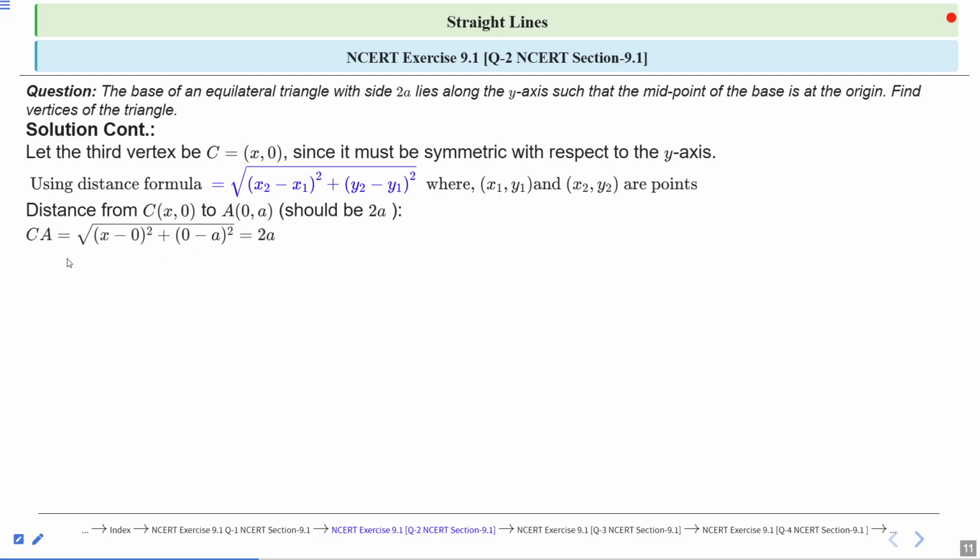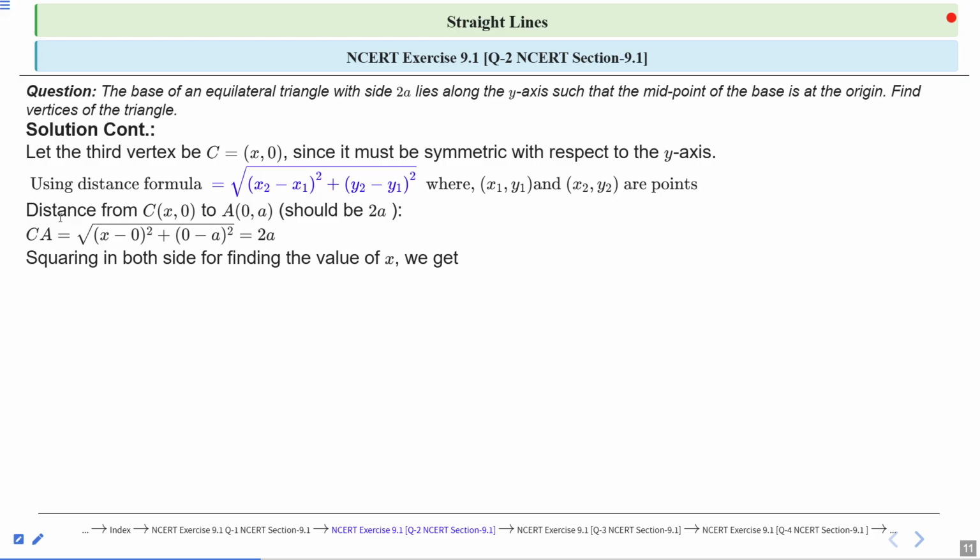So CA is equal to the square root of (x minus 0) whole squared plus (0 minus a) whole squared. This is the distance between point C and point A, and it should be 2a. So the square root of (x minus 0) whole squared plus (0 minus a) whole squared is equal to 2 into a. So we square both sides for finding the value of x.